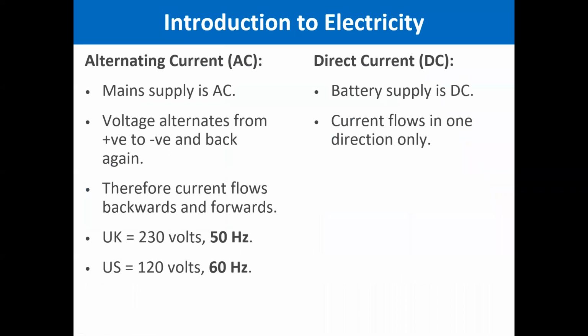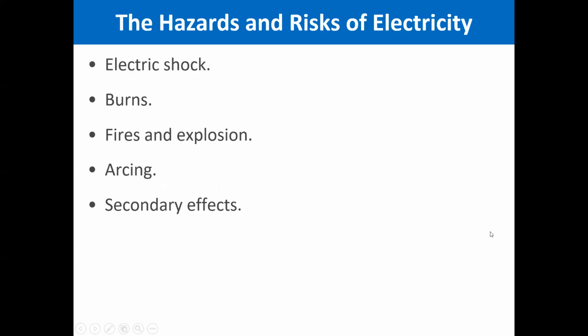Basically, there are two types of current: alternating current and direct current. Alternating current is usually from the main supply which we get. The voltage alternates from positive to negative and back again, and the current flows backwards and forwards. In the UK 220 volts, in the US 120 volts is used. Direct current, DC, is the supply that we get from a battery, and the current flows in one direction only. Okay, this is important to remember.